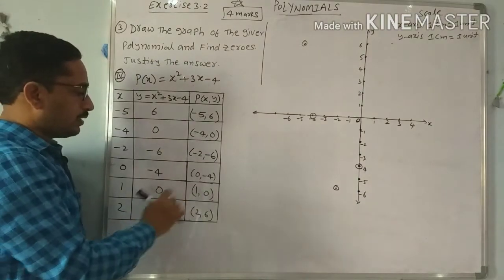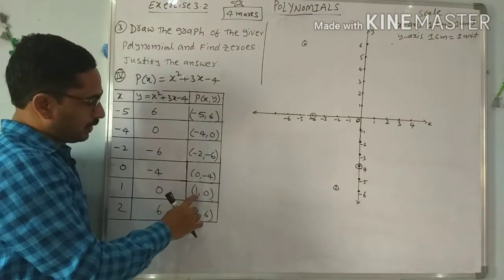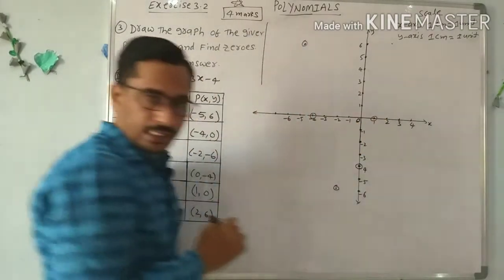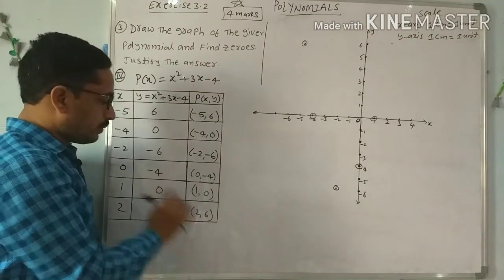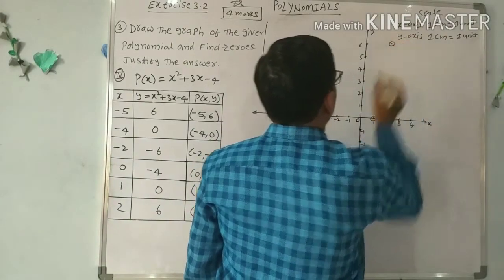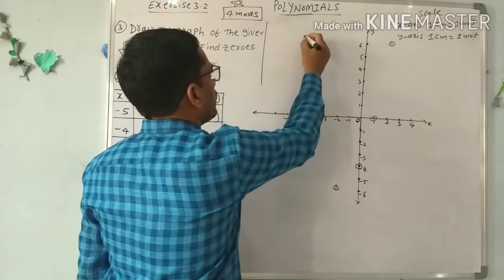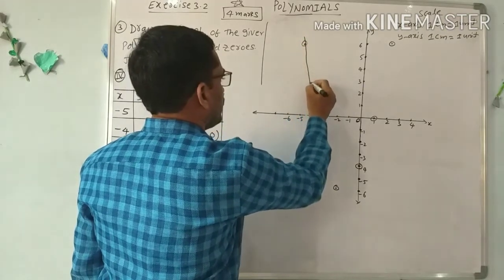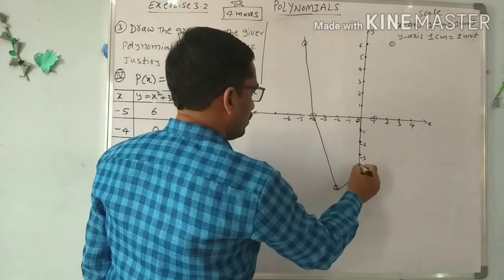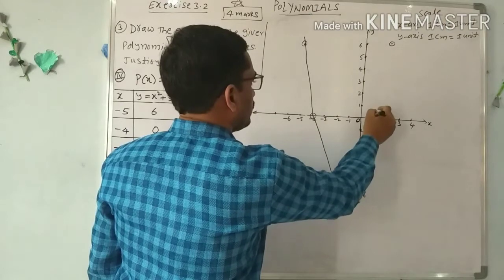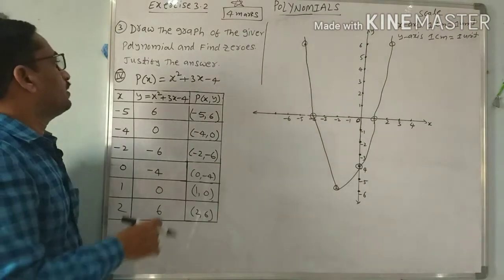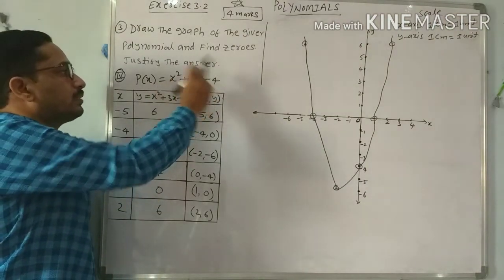Next, (1, 0), x coordinate 1, y coordinate 0, so it lies on x axis. Next, the last one, (2, 6), x coordinate value 2, y coordinate value 6. So (2, 6), this is our last point. Now join one by one. See the first point, next second, third, fourth, fifth, and this is sixth. Now this is the graph of the given quadratic polynomial x² + 3x - 4.